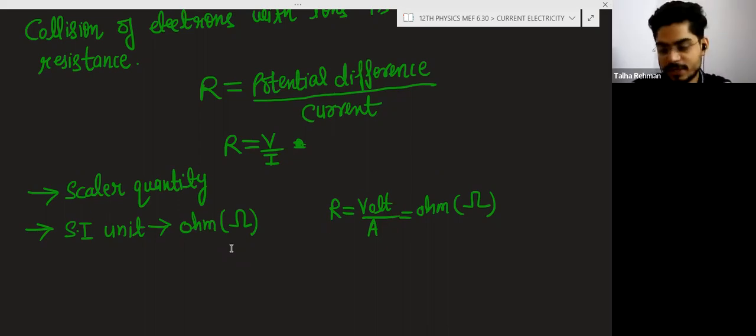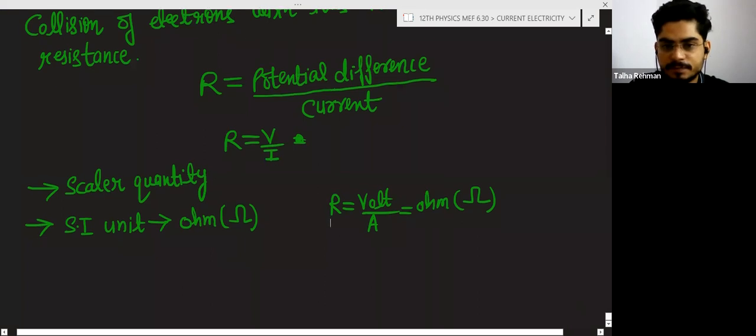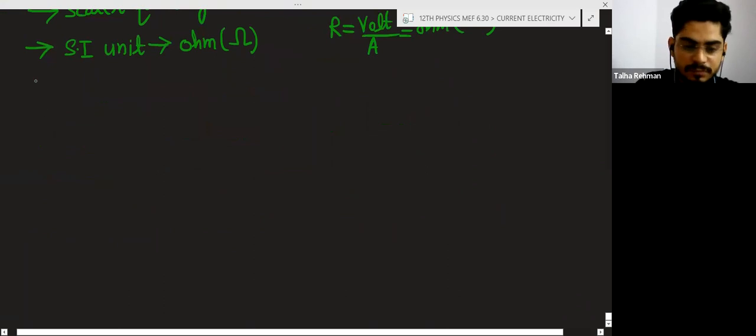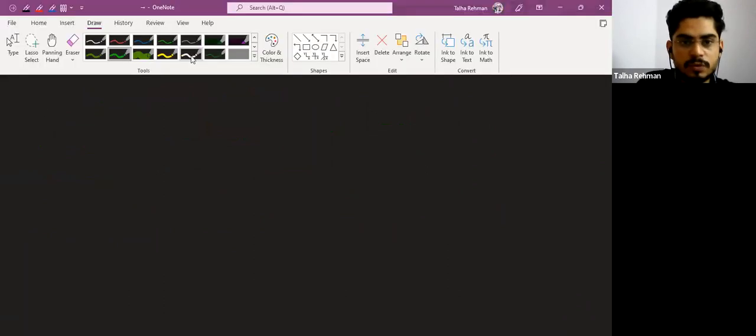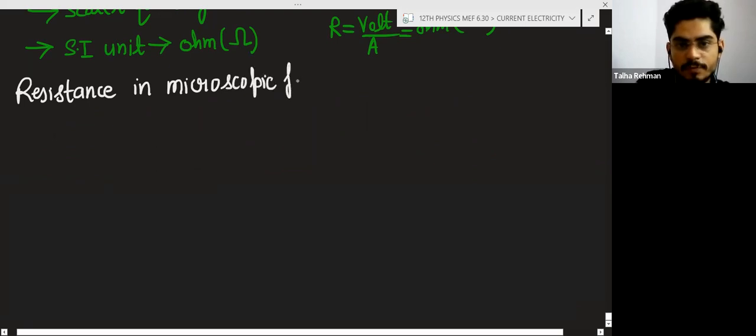Okay, now we will see resistance in a different manner. Till the 10th class, we know that resistance is potential difference divided by current, but the resistance is something different. Resistance in microscopic form.